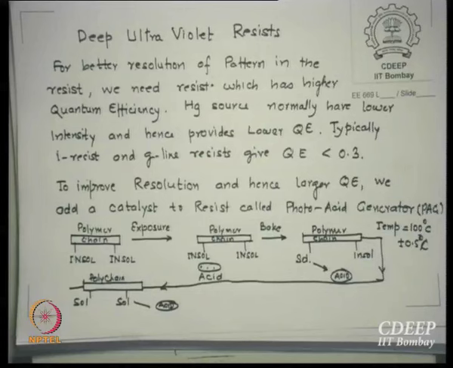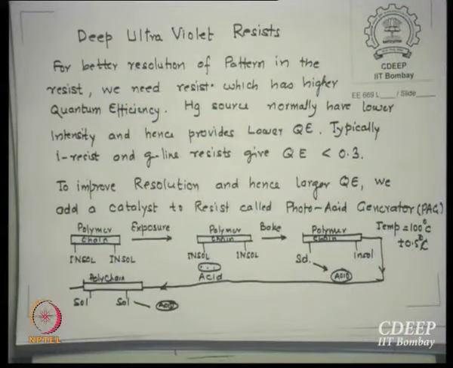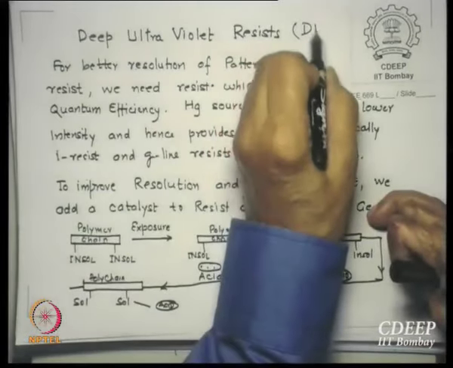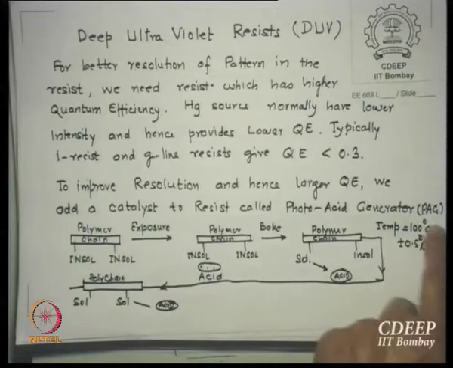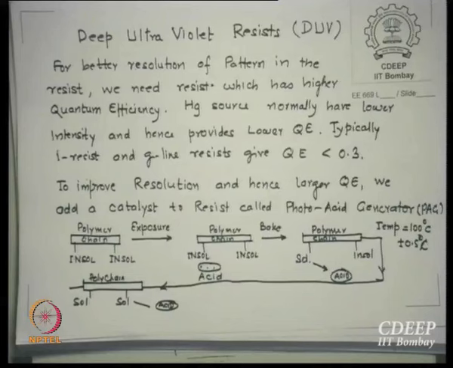To improve resolution, we need to increase quantum efficiency, and therefore we add some catalyst which will absorb more light. What does catalyst mean? It starts the process, but it should not participate in it, or if it participates, it should be recovered. That is the catalyst. The catalyst used in the case of DUV, popularly named as DUV, the DUVs essentially also have a polymer chain added with what we now call PAG, photo acid generator, which is a catalyst. This is a catalyst used along with polymers.